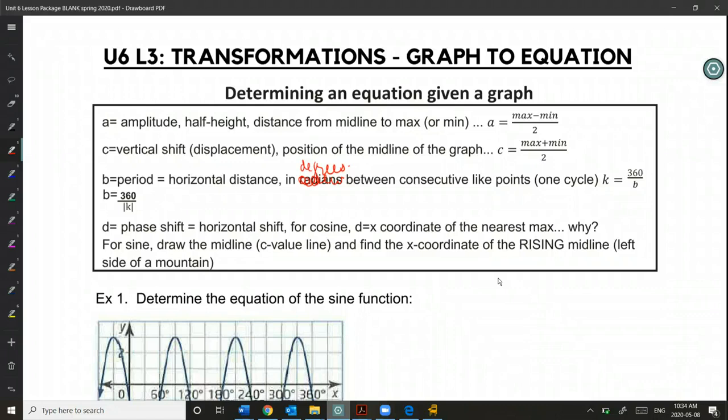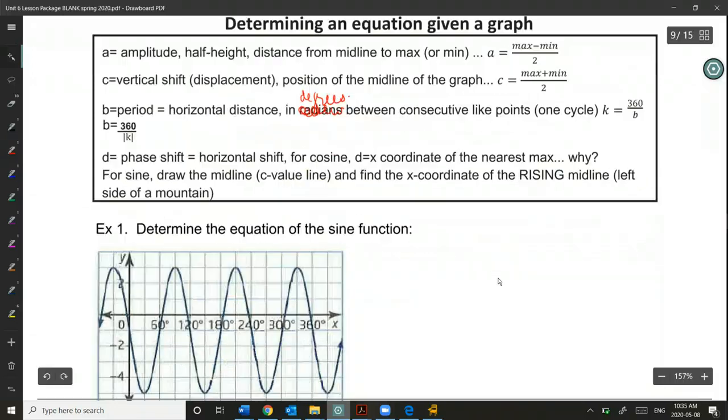So I can rearrange this formula in 2 different ways. I can find K if I do 360 over the period, or if I have the K value, I can do 360 over K to find the period. And then finally, D represents our phase shift, and this is going to require a little bit more knowledge of sine and cosine.